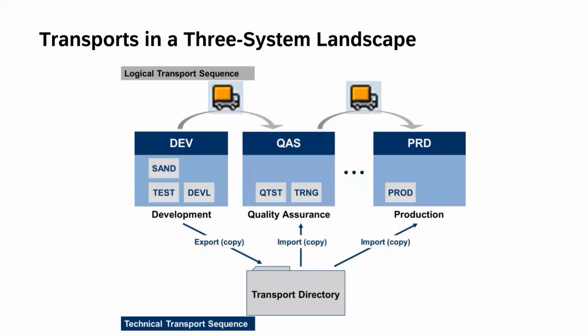It will create two files. That process is called export. So it will export, it will create two files: one is the core file and the other is the data file. It will create two files in your transport directory.